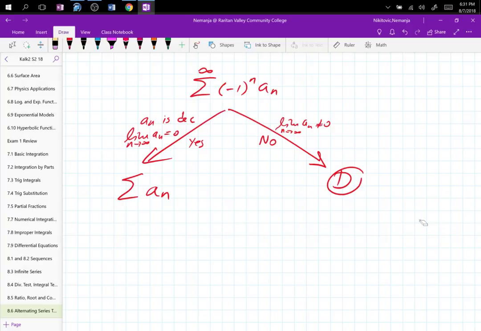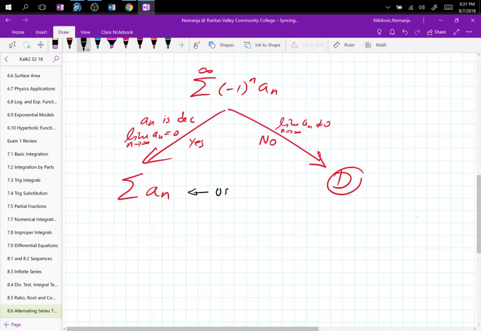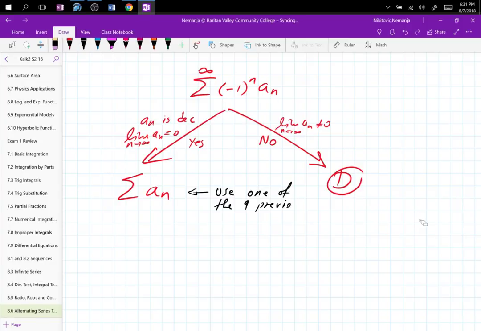Now, this is one of the 9 other tests you learn. So I'll just put here: use one of the 9 previous tests.